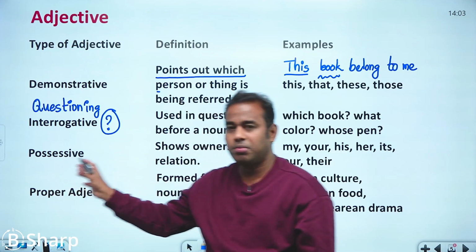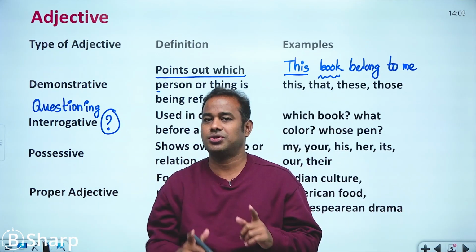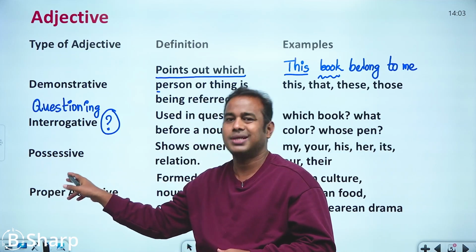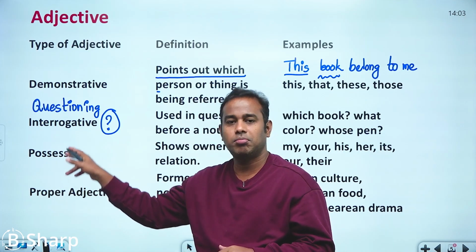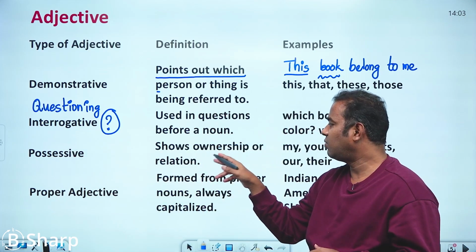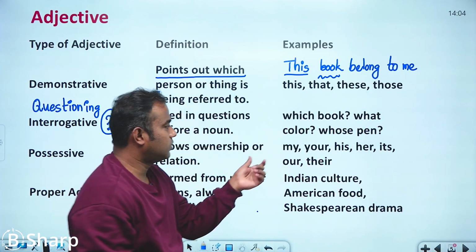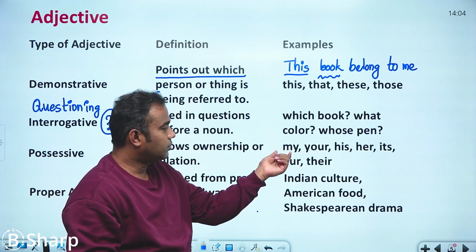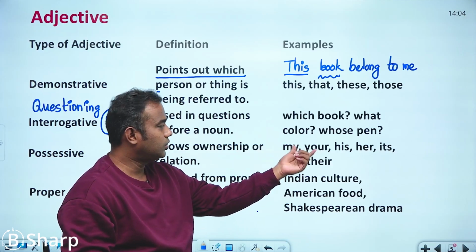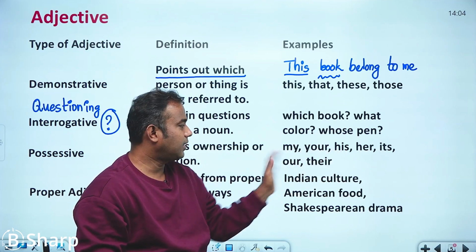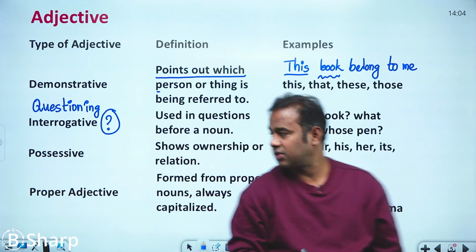The next one is a possessive adjective. The word possessive itself has the meaning of possession. That is, it shows the ownership or the relation. For example, you can say this is my letter, this is your book, it is his box. You can try some examples here.